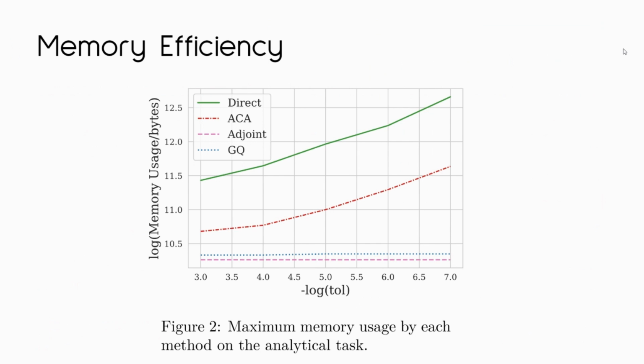Finally, we look at the memory efficiency of the method. What we're plotting is the tolerance on the x-axis, i.e. how many function evaluations we might want to use. And on the y-axis, we plot the peak memory usage. We see that the direct method increases, but the adjoint and Gaussian quadrature methods stay constant, as we would expect. There's a slight increase in overhead for the Gaussian quadrature. However, the important point is the scaling is constant in this tolerance.